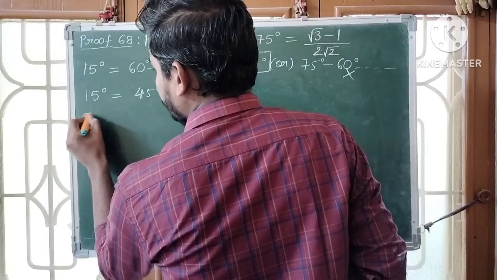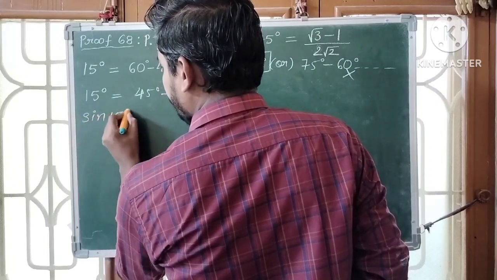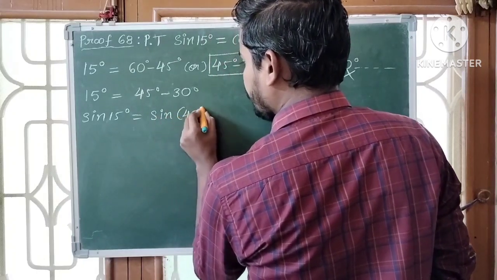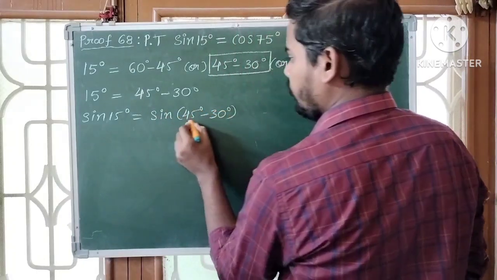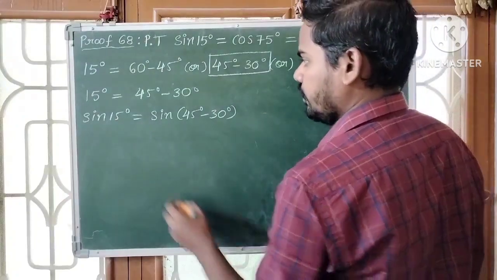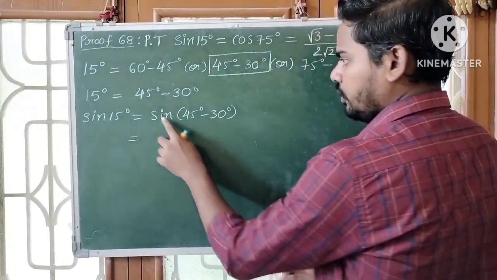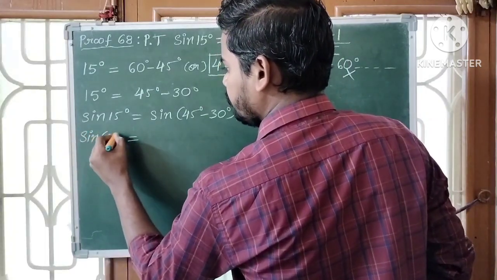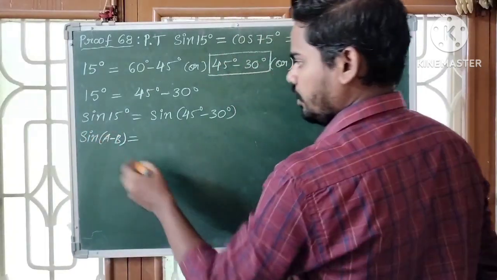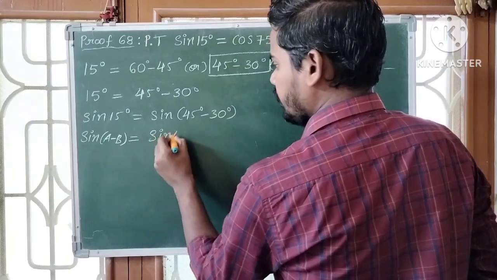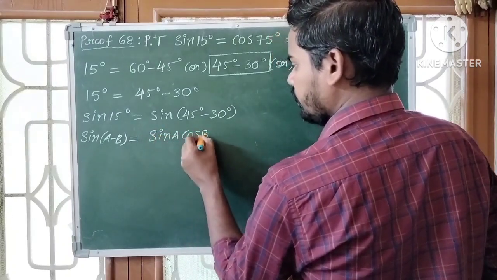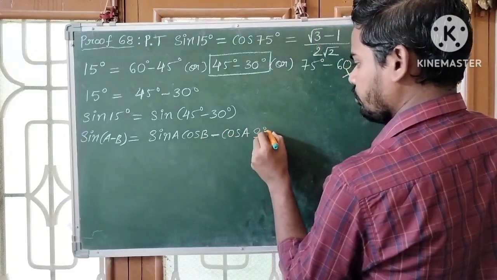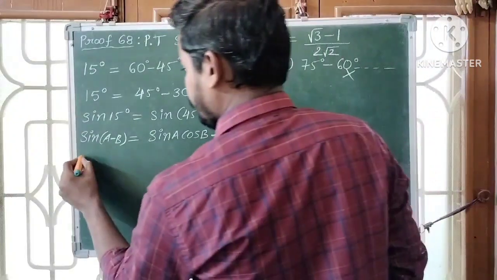Apply sin on both sides. Sin 15 degrees is equal to sin of (45 degrees minus 30 degrees). 45 minus 30, again you will get 15 degrees. Now sin (a minus b): apply the compound angles formula. Let us apply the compound angles formula. Sin (a minus b) formula: sin a cos b minus cos a sin b.